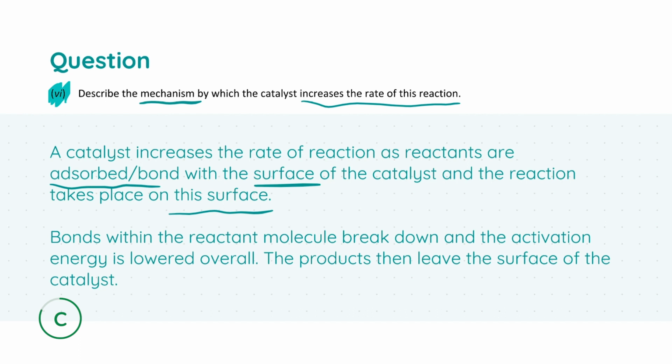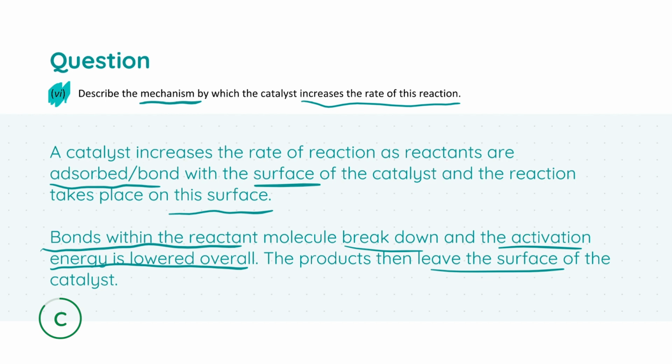Moving on, the bonds within the reactant molecule are going to break down. As a result, the activation energy is lowered overall. That's an important thing to take away. Once the activation energy has been lowered and the molecule has broken down a bit, the products go ahead and leave the surface of the catalyst. If you want to continue a bit longer, they go on to form whatever molecule is needed after the fact.